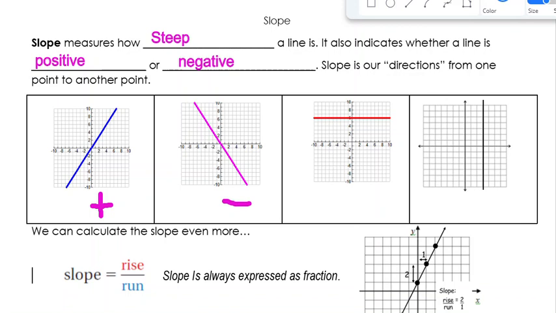This one, when it's flat, it's not going up, it's not going down. This one's called a zero slope, or a slope of zero. And then when it goes straight up and down, this is a weird one, but this one is called undefined. We'll explain why that's undefined in a little bit. But those are the four types of slope. Positive goes up from left to right, negative goes down from left to right, zero stays flat, and undefined is a straight up and down line.